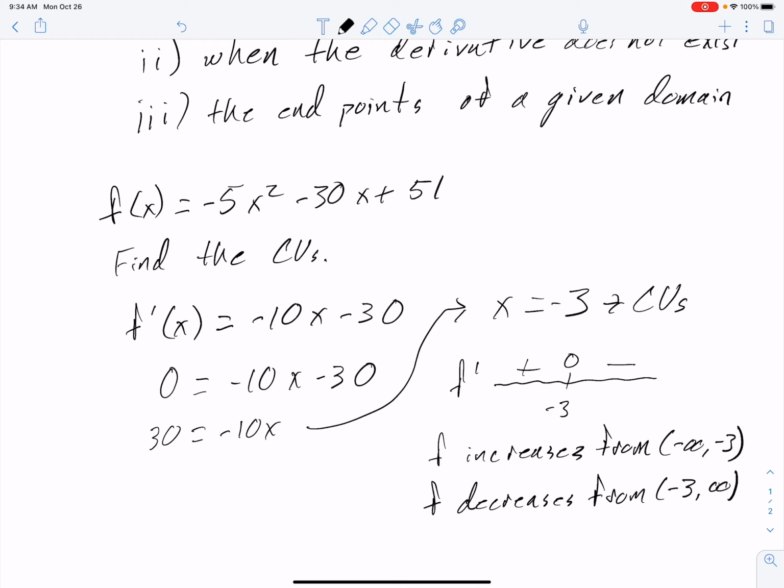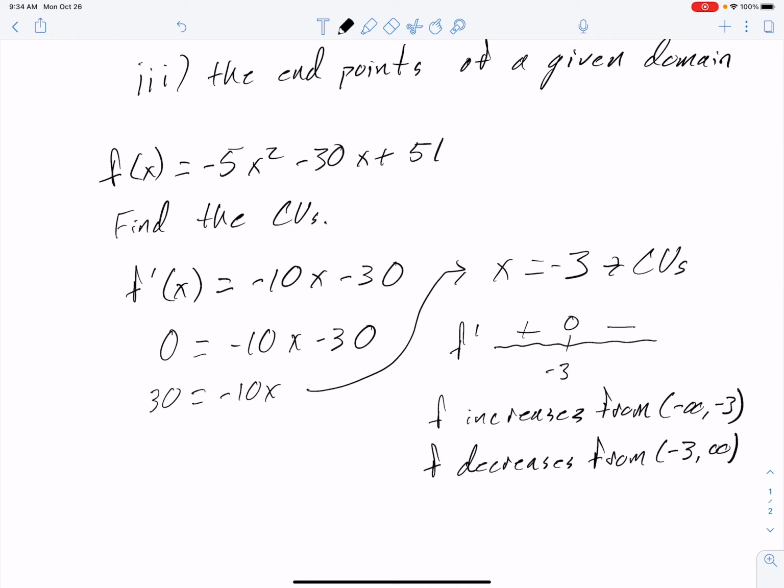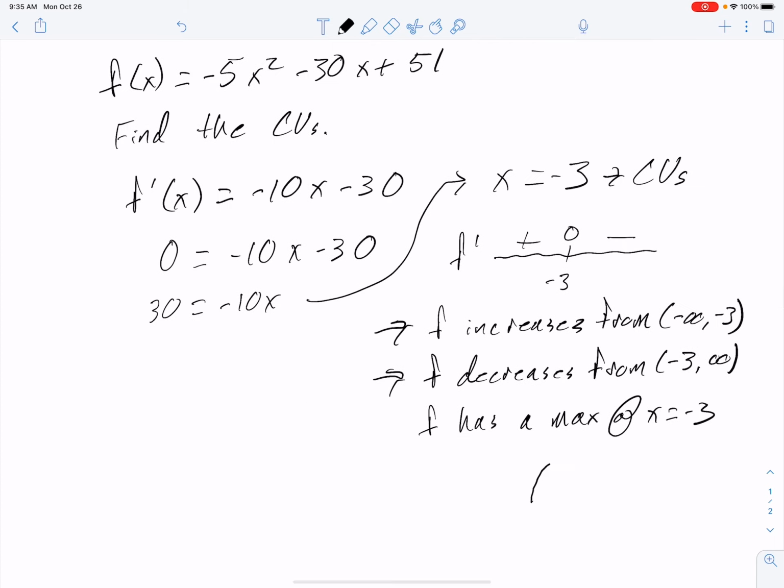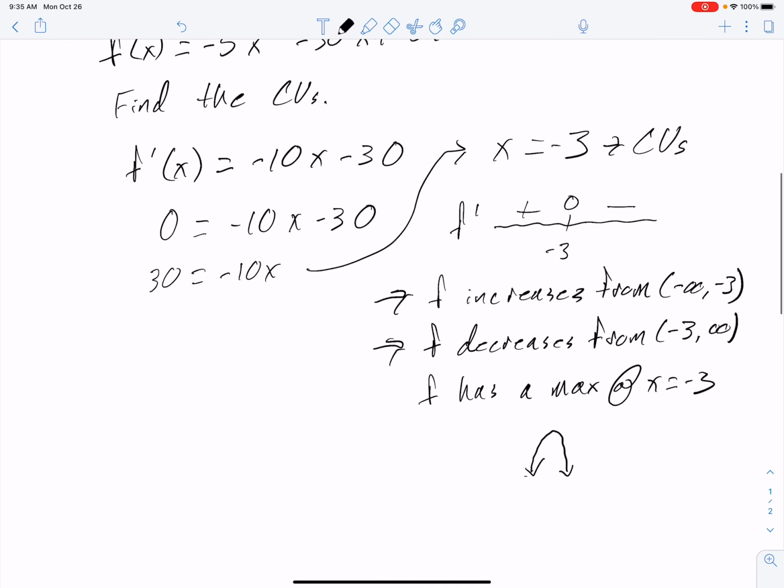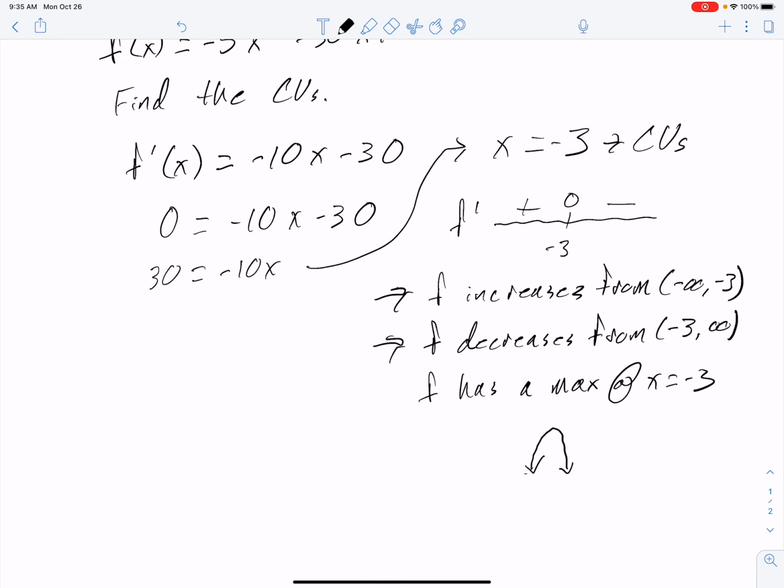Now, if you think logically about what this means, f has a maximum at x equals negative 3 because the function increased until negative 3 and then decreased after negative 3, essentially the parabola we would have expected from having a negative a value. Now, I can now find my extreme value. I can find my maximum.